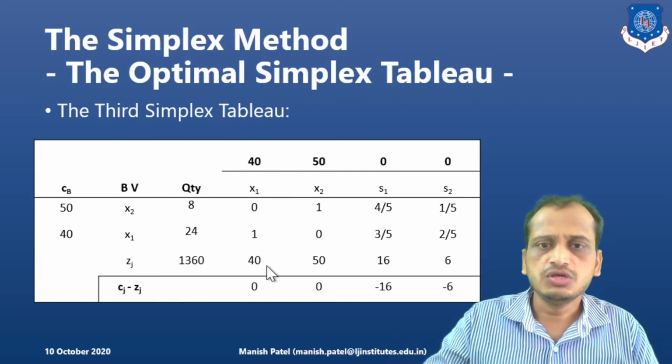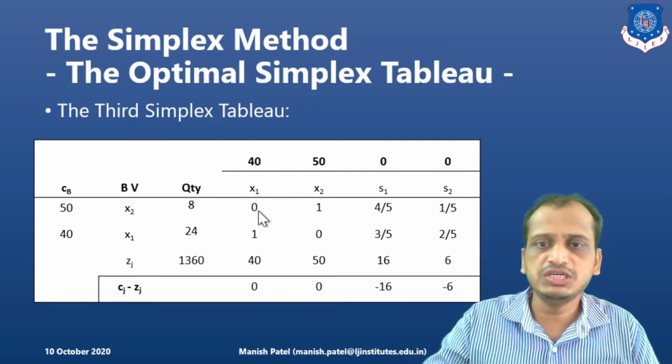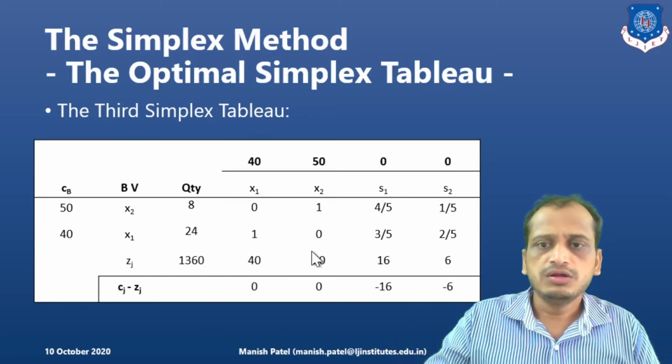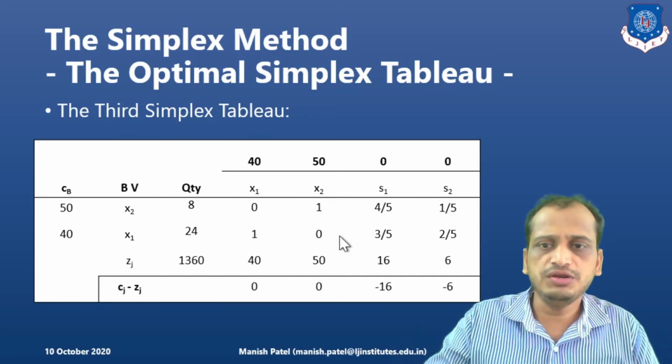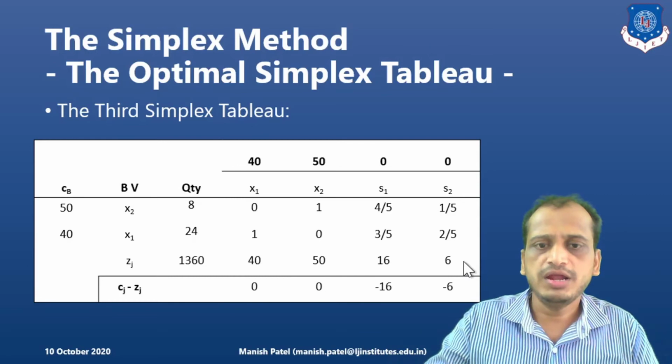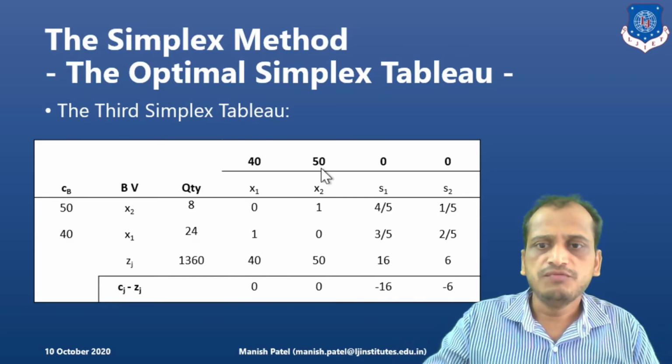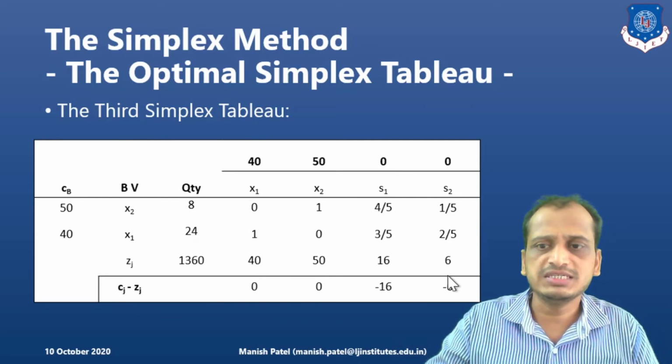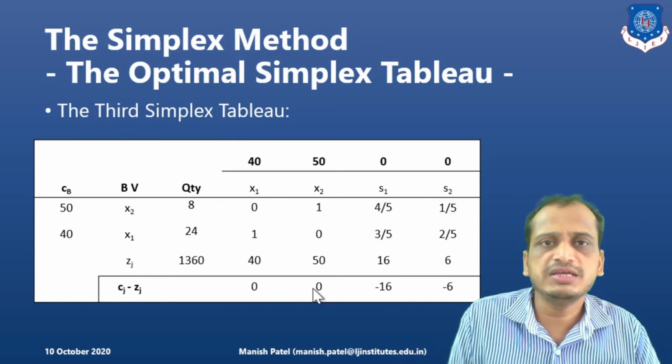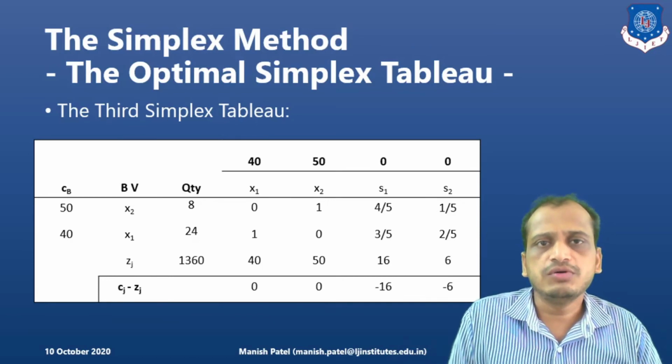Now we will find out the Zj. So how do we find out Zj? We multiply 0 into 50 plus 1 into 40, that is 40. Another value, 1 into 50 plus 40 into 0 is 50, and accordingly, right? Now how do we find out Cj minus Zj? 40 minus 40 is 0, 50 minus 50 is 0, 0 minus 16 is minus 16, 0 minus 6 is minus 6.